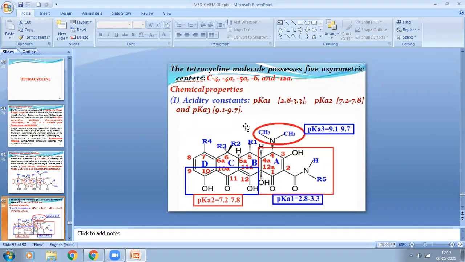Hello? Anybody, acidity constant, what does it mean, acidity constant? Anybody? Abhay Kumar Gupta? Yes, sir. Acidity constant, what does it mean?